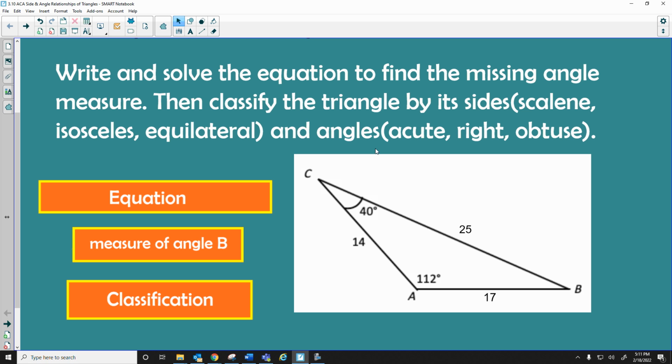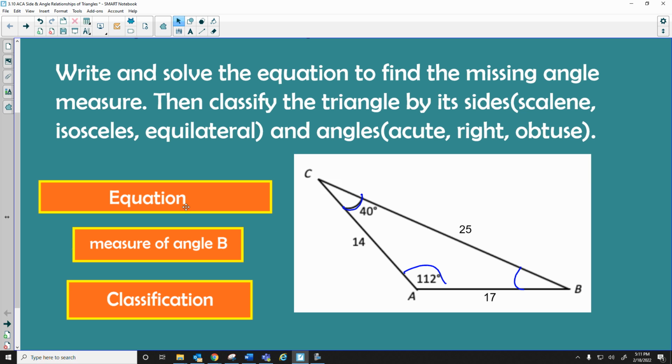Okay, it says write and solve the equation to find the missing angle measure, then classify the triangle by its sides. So is it scalene, isosceles, or equilateral? And then by its angles, acute, right, or obtuse. Now, yesterday we learned that the three angles of a triangle, 1, 2, and 3, always add up to 180.